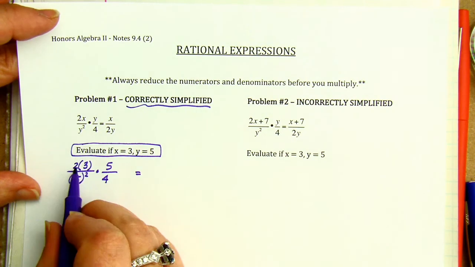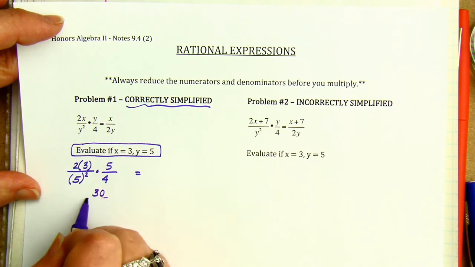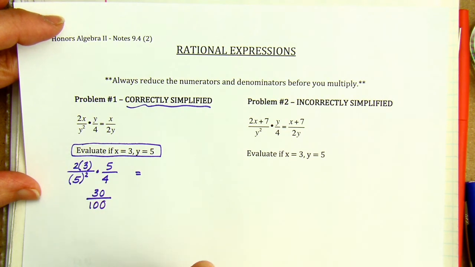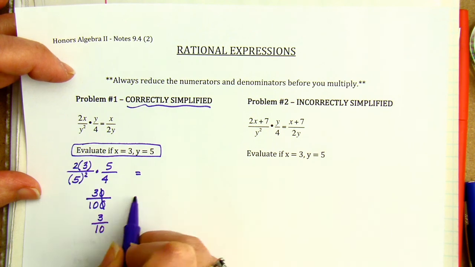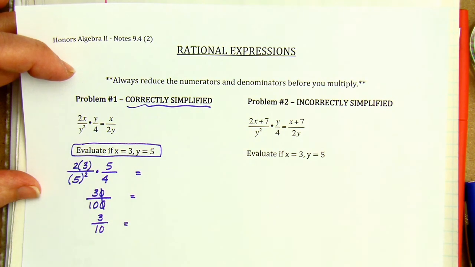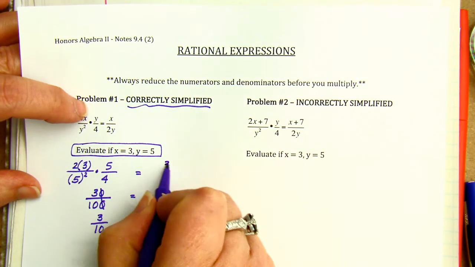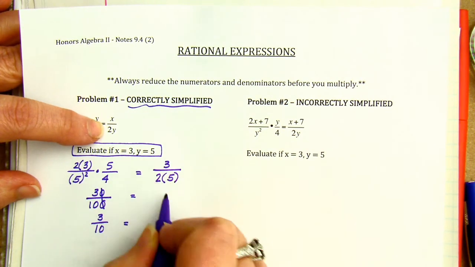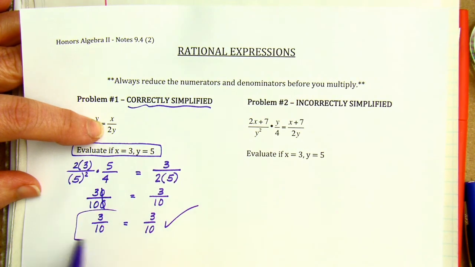I'm going to simplify this. This is 2 times 3 is 6 times 5 is 30, divided by 5 squared is 25 times 4 is 100. I can simplify this by crossing this off. And this is 3/10. All right, over here on the right, x is 3. This is 2 times y, and y is 5. Oh, look at that, 3/10. So it does work.